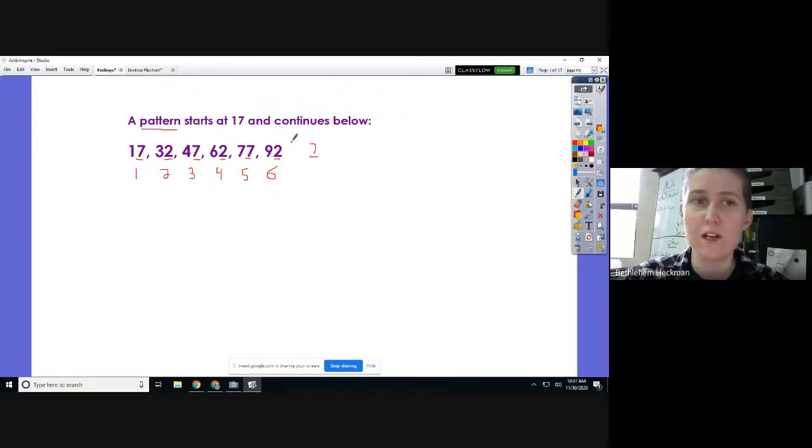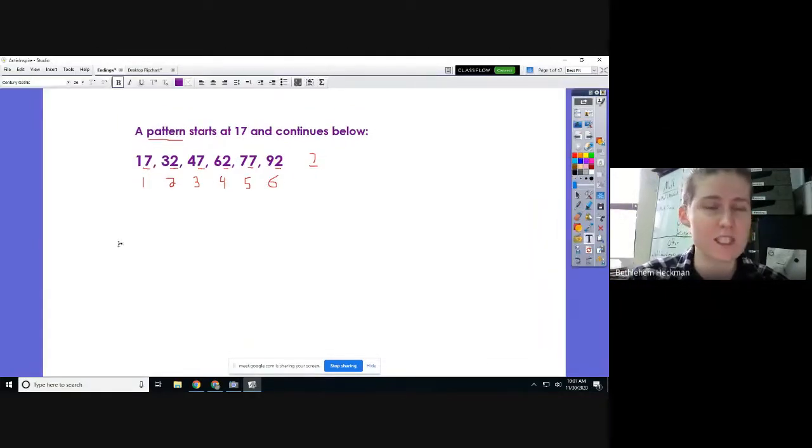That's not the rule because it's not going 1, 2, 3, 4, 5, 6. It's going 1, 3, 4, 6, 7, 9. So I don't see a pattern in the tens place, but in the ones place, there is a pattern. That's something I can notice about a pattern that can help me. So let's type it up.